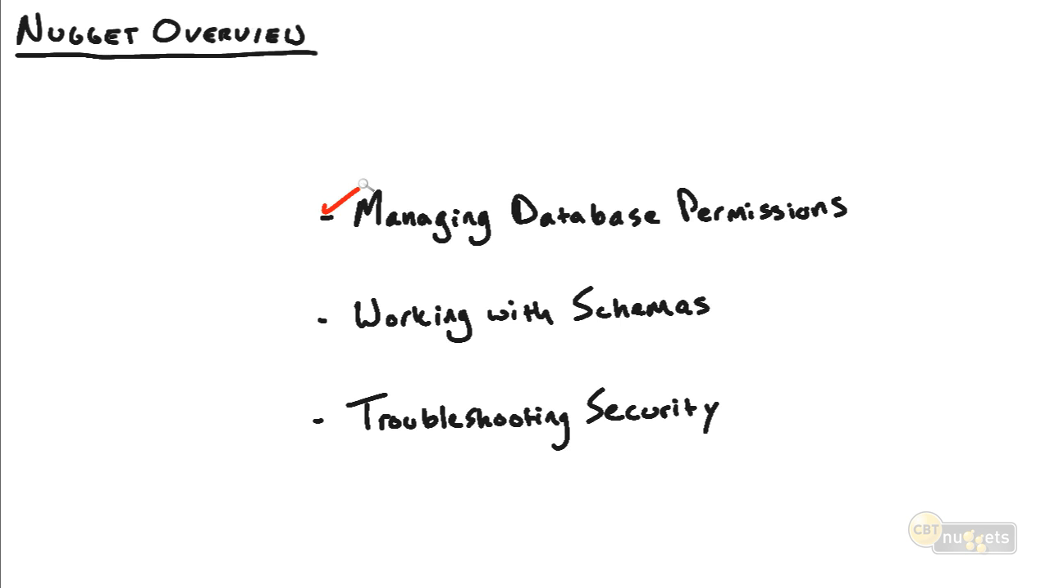So we'll kick this nugget off here by getting into the virtual nugget lab and learning how to manage database permissions. We'll apply the principle of least privilege at the role level and the individual user level. Take a look at some best practices there. We'll also take a look at how to work with permissions, securables, and scope. We'll also take a look here at how to work with schemas.